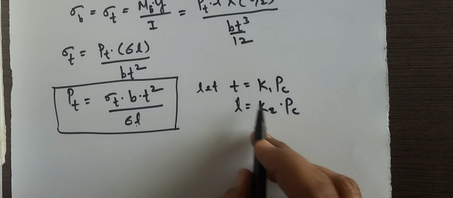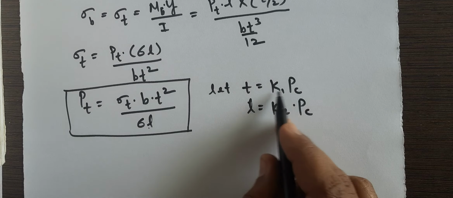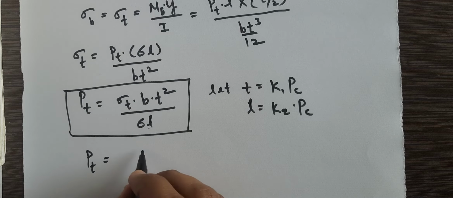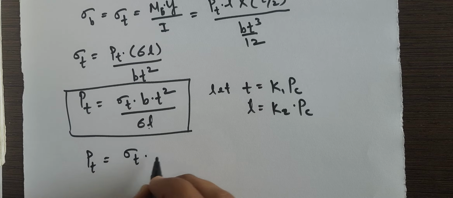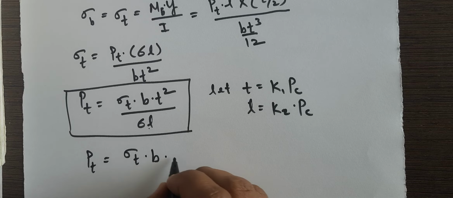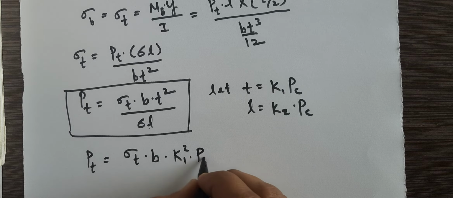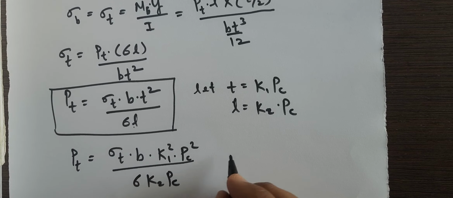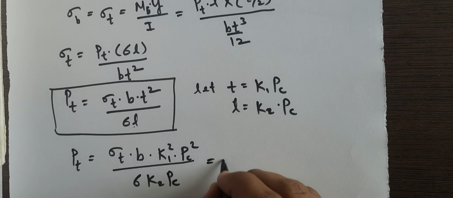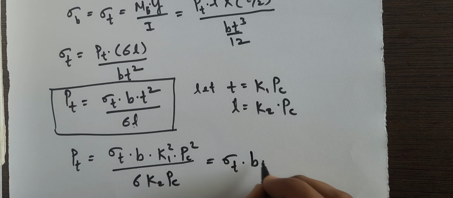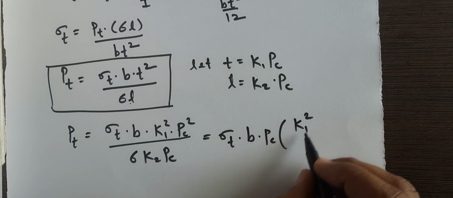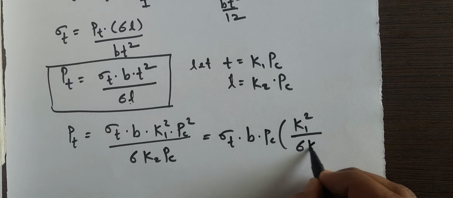So if we write the values of t and L as K1 Pc and K2 Pc in this equation of Pt, the tangential force, your tangential force will become sigma t into b into K1 square Pc square divided by 6 K2 Pc. Now one Pc will get cancelled, and you can write this equation as sigma t into b into Pc, in bracket, K1 square divided by 6 K2.